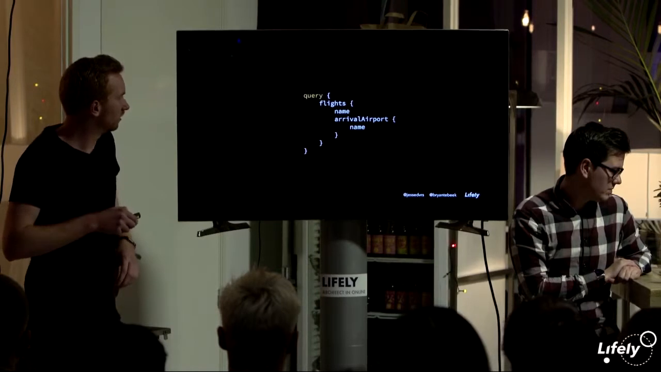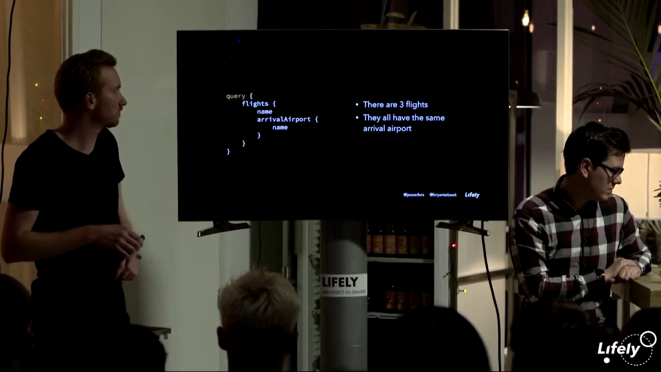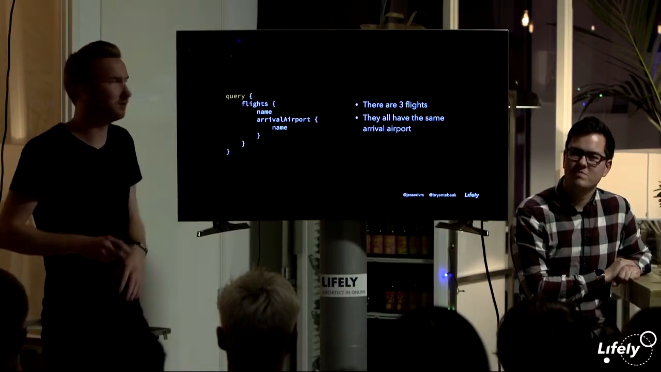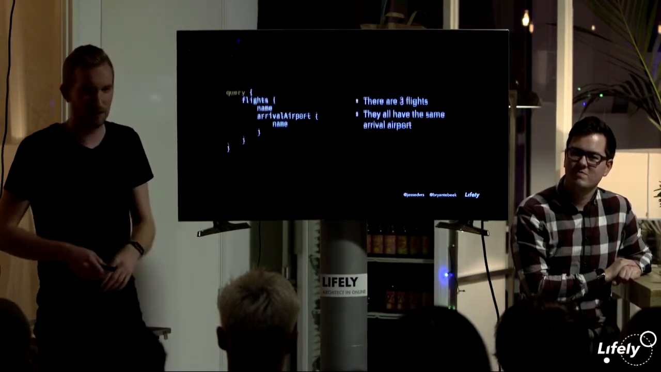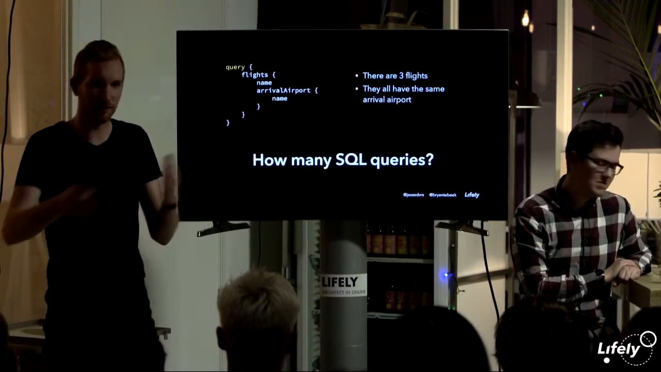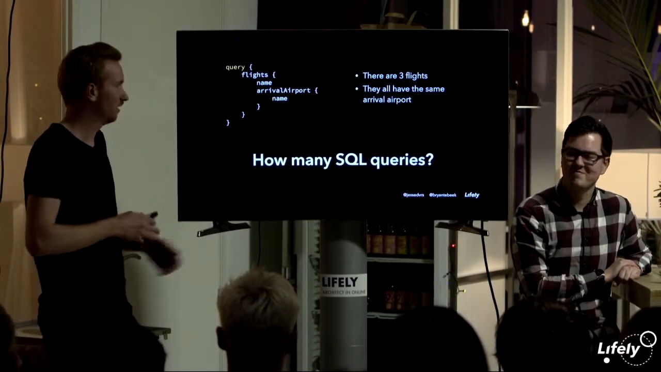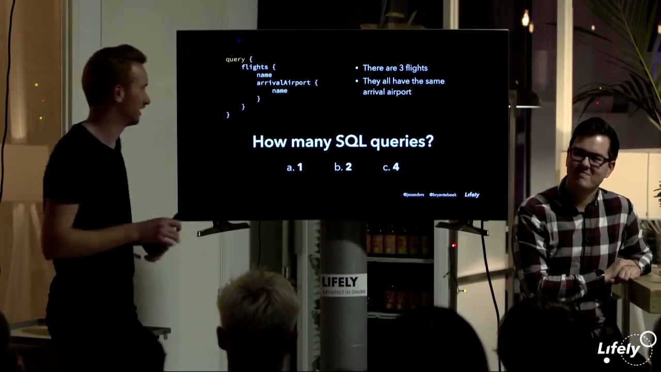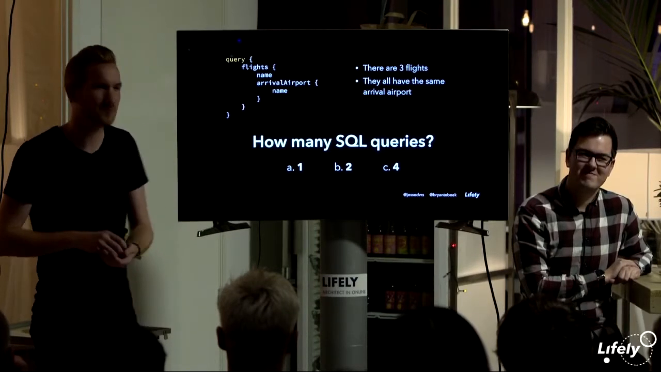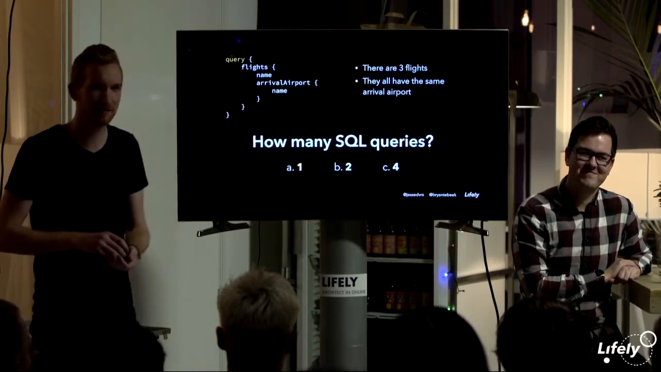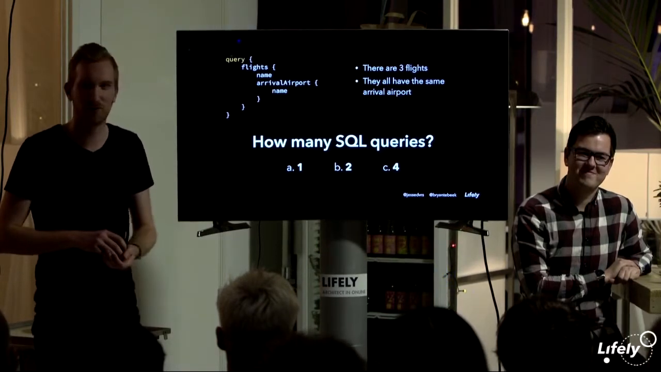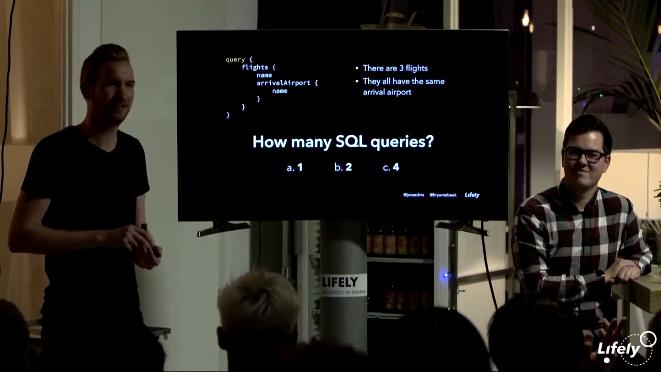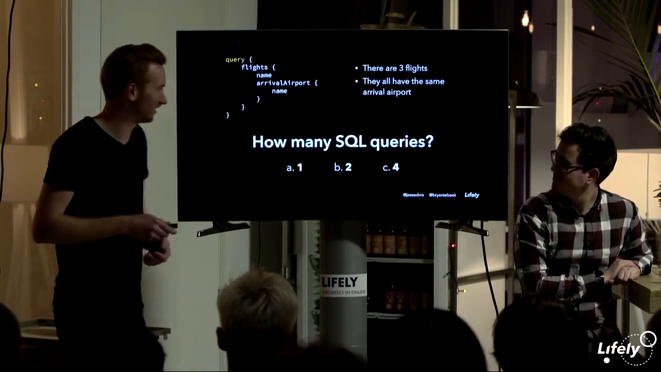Now the question is, if we have this query, and let's say there are 3 flights, and all the 3 flights have the same arrival airport, then according to this code, how many SQL queries would run? We have A1, B2, and C4. Hands for A. Nice. Hands for B. 4, 5, 6. Hands for C. Most of them are saying C.